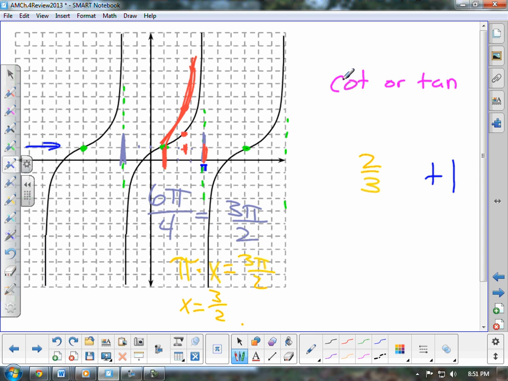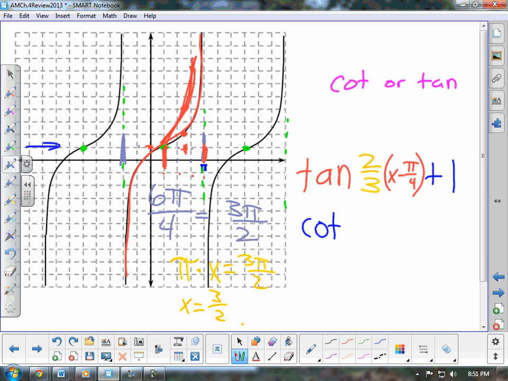And so now, got to figure out which one you want to use. If we say tangent, tangent looks like this. Tangent's supposed to start in the middle here. It, though, is shifted to the right pi over 4, so 2/3 times x minus pi over 4 would be a good choice.